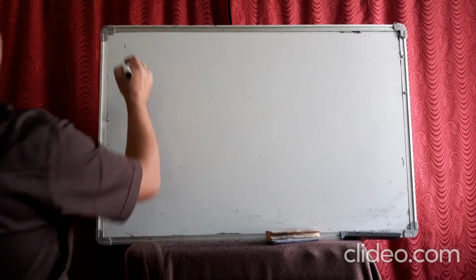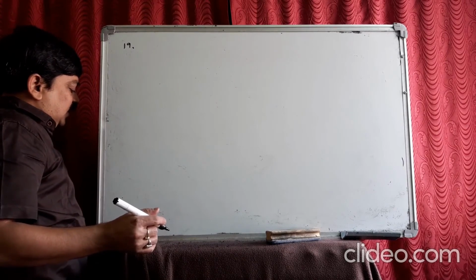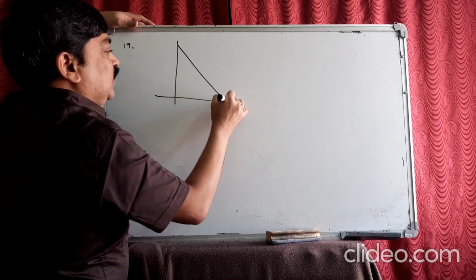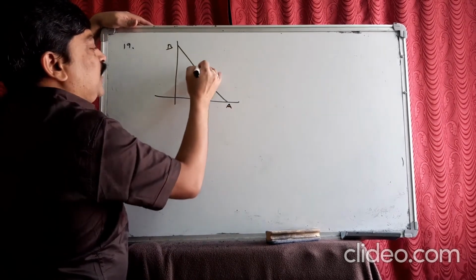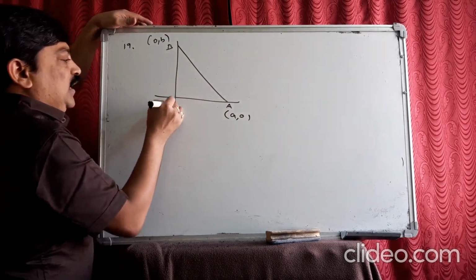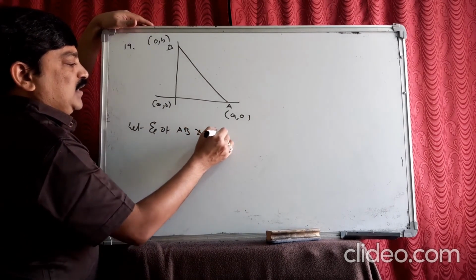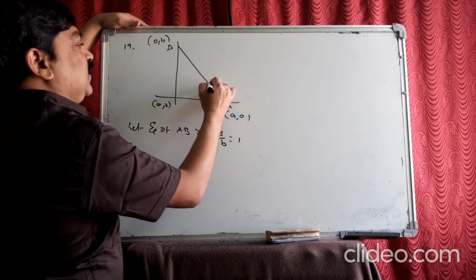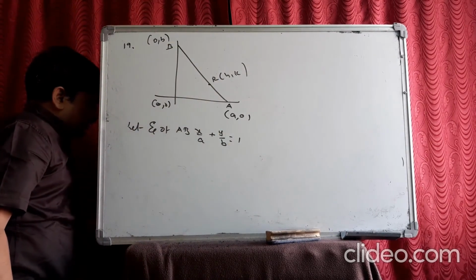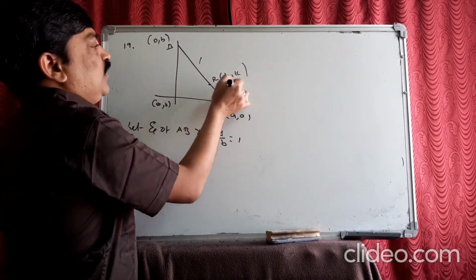Now see question number 19. (h, k) divides the line segment between the axes in the ratio 1:2. Find the equation of the line. The same question is given, but not the midpoint here; (h, k) is given. So I can take (a, 0) and (0, b). Let the equation of AB be x/a + y/b = 1. Also given that R(h, k) is dividing AB in the ratio 1:2.